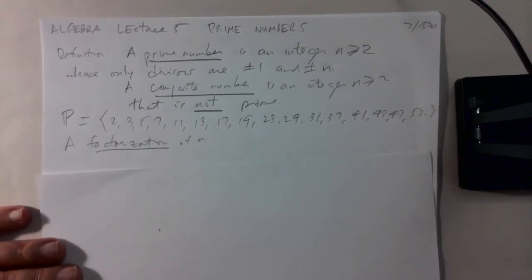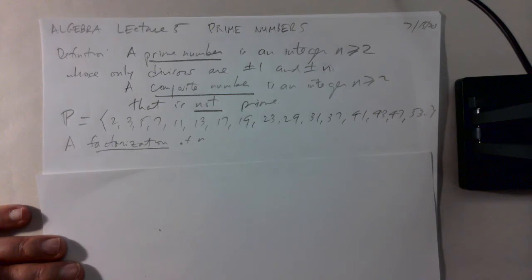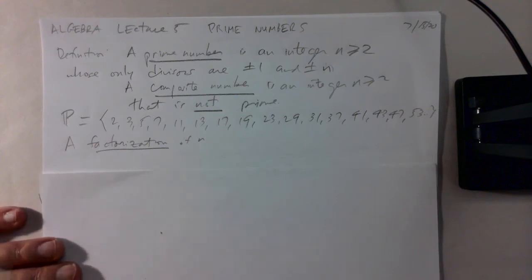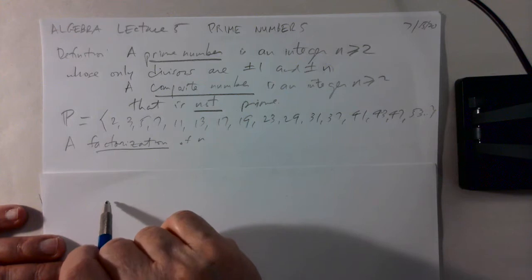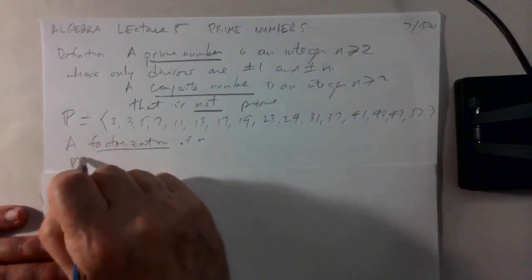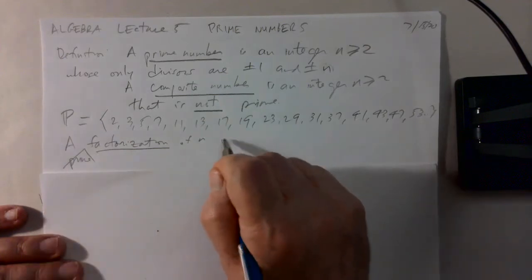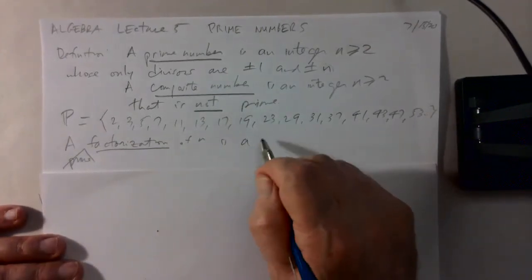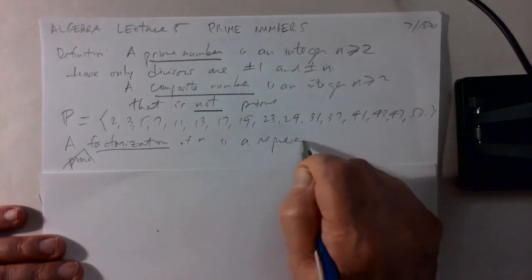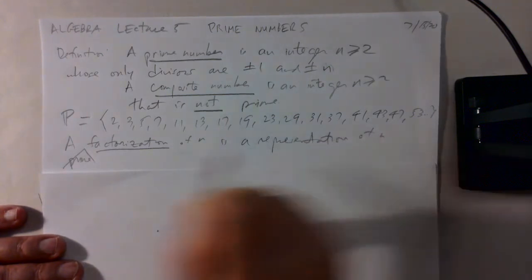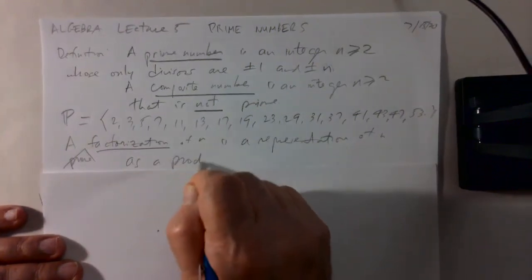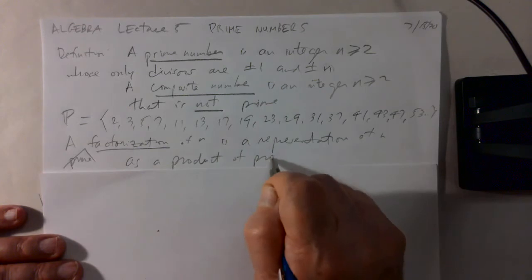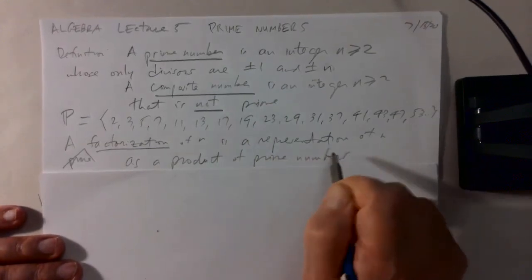And prime numbers are like the atoms in the periodic table. Just the way every chemical molecule is composed of atoms, every integer is a product of prime numbers. In particular, I should call this a prime factorization of n, is a representation of n as a product of prime numbers.